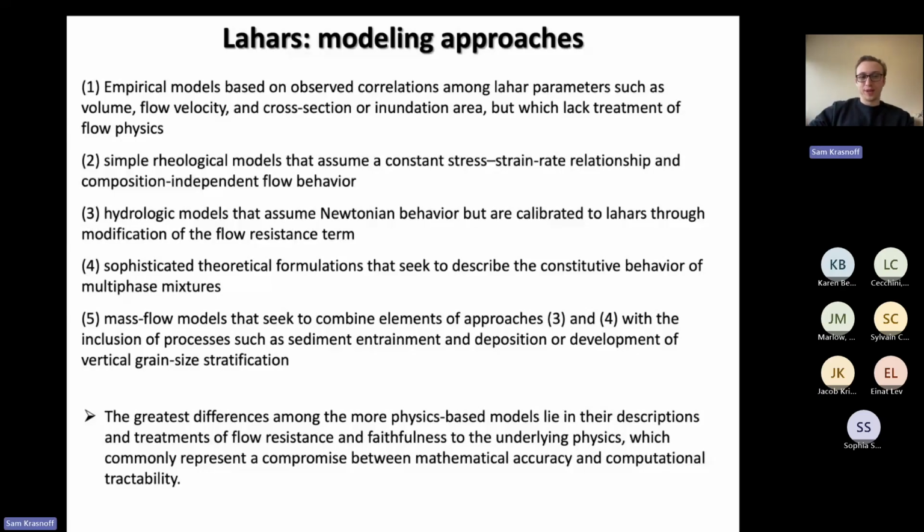So as it says right here at the bottom, the differences come down to how the models work with the flow resistance, because these can be multi-phase, and how faithful they are to the underlying physics. And of course, as we've seen throughout the course, this is a compromise between computational tractability and actual mathematical accuracy. And sometimes, like in the case of Lahars, we might just want a high volume of examples over a wide, random range, rather than one highly mathematically accurate example.